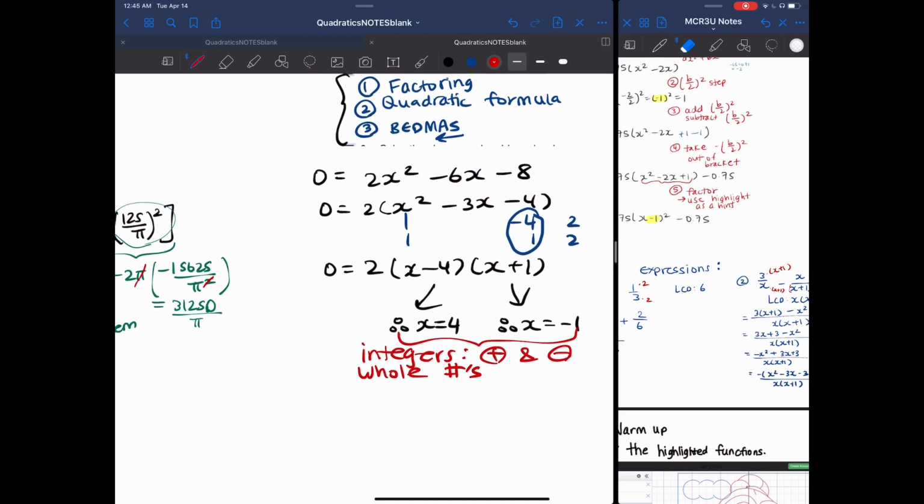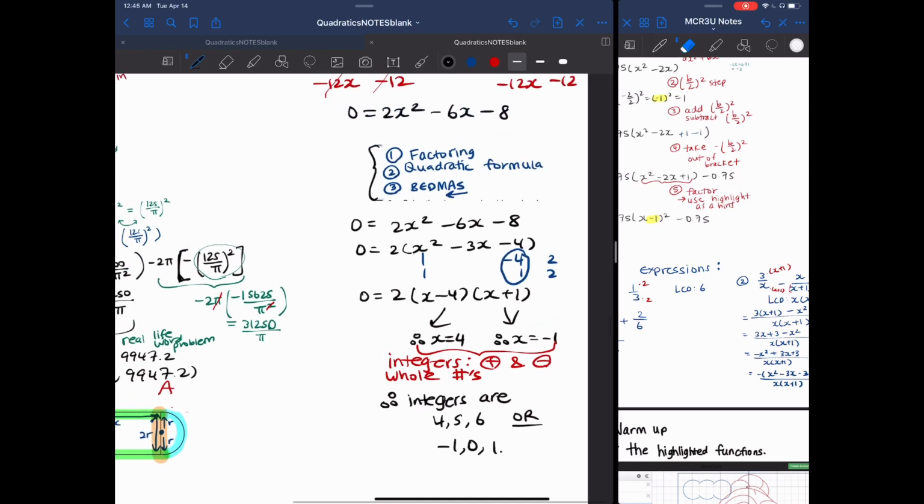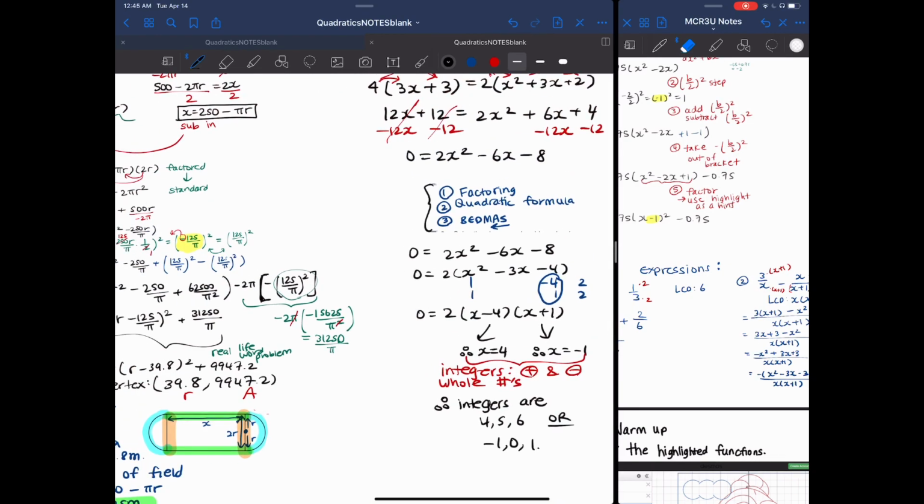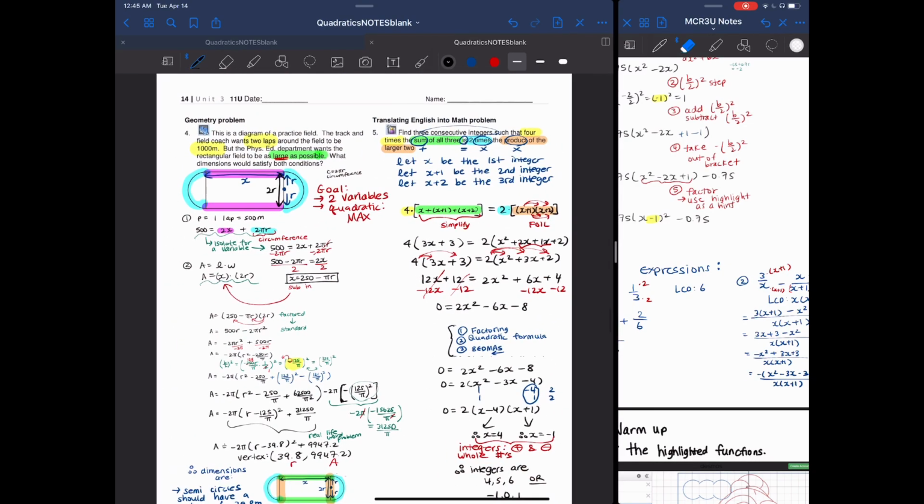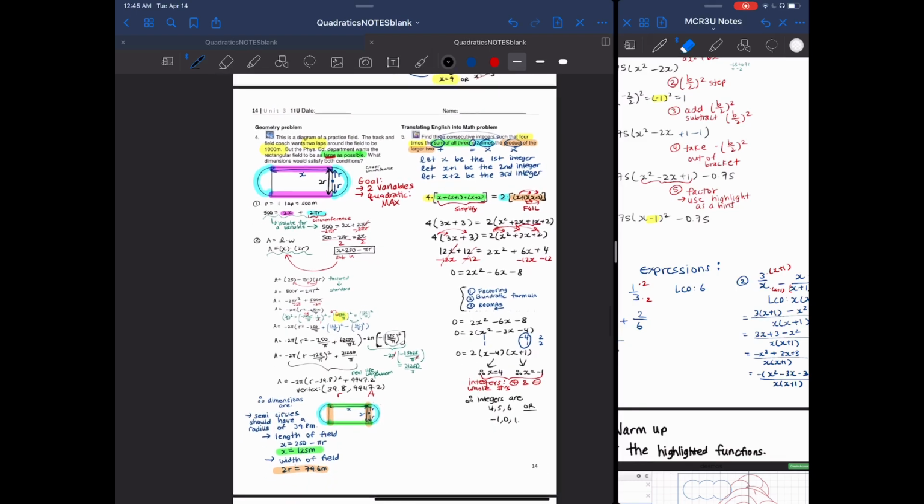But good news is I'm getting some right answers, and therefore the integers are, so that means if my first number was a 4, then my set of numbers are 4, 5, and 6. So that's one situation. Or if my smallest number is -1, add 1 to that, you get 0, and add 1 to that, you get 1. So those are the set of the consecutive numbers that satisfy the above.